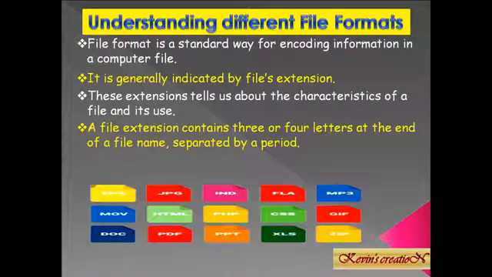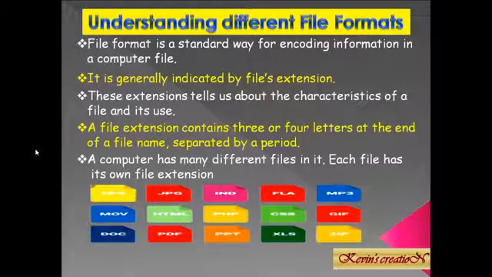A file extension contains 3 or 4 letters. So any file extension, if you see, is of 3 or 4 letters only at the end of a file name. First will be the file name, then it is separated by a period. Period is full stop, okay. For example, computer.JPG. That means it may be an image of a computer and it is an image file. In between there is a period, that means there is a dot.